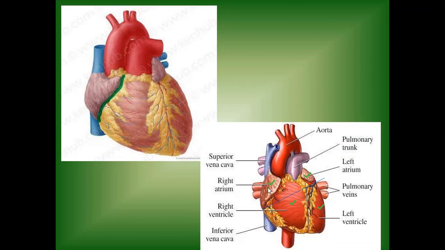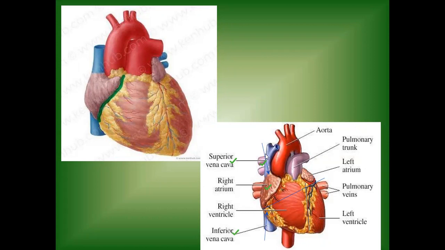In the right auricle, look here, from below, one big vein is connected. Big vein is connected from here, this one. From above, another vein is connected. These two veins are connected. And these two veins collect blood from different parts of the body. The upper vein is called superior vena cava, and the lower vein is called inferior vena cava.